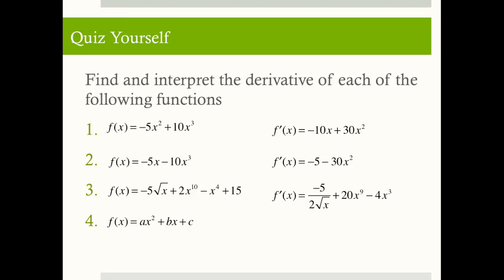And finally, a quadratic function. If f of x is equal to ax squared plus bx plus c, the general quadratic function, then f prime x is equal to 2ax plus b.